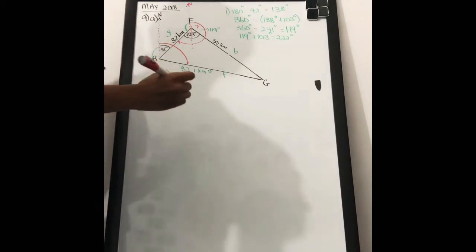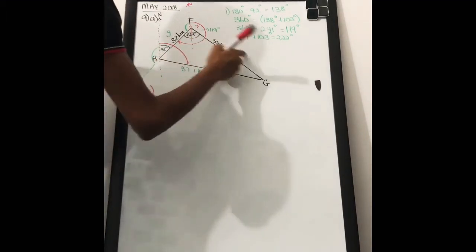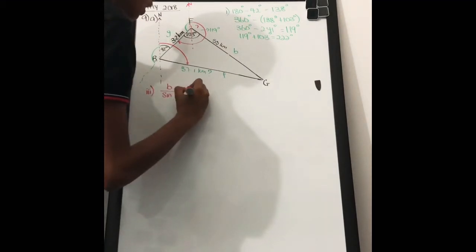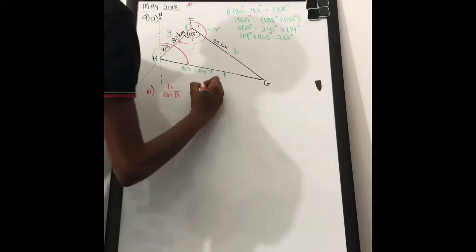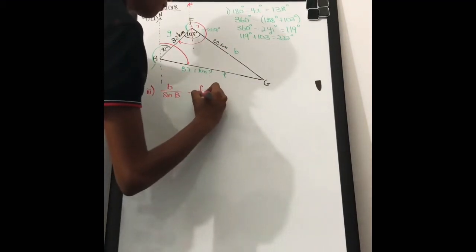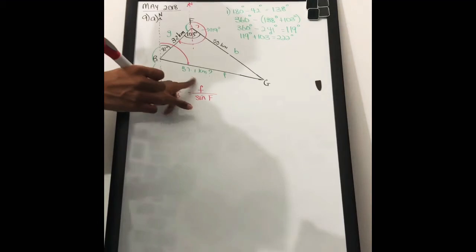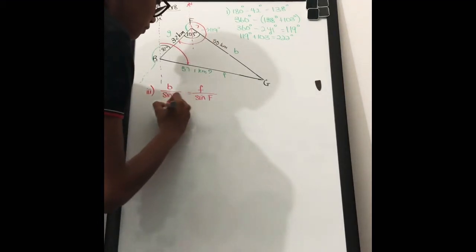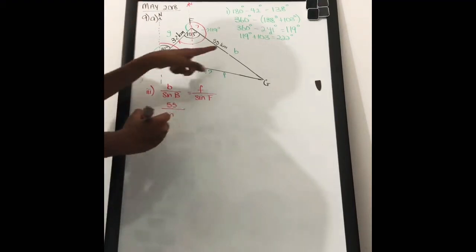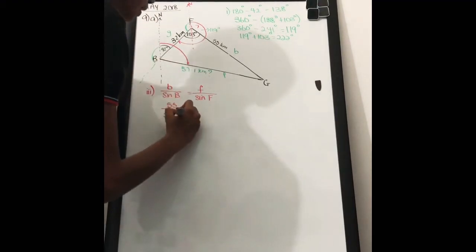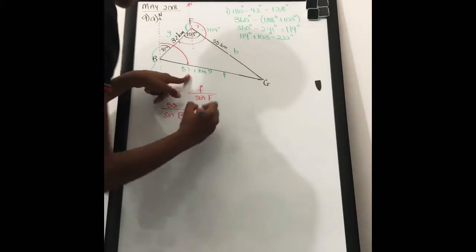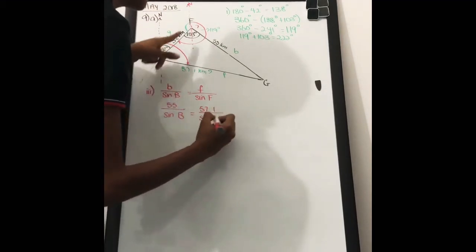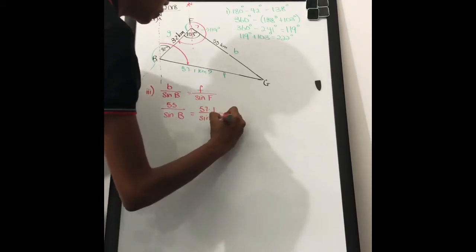So if we're using the sine rule, it would be B over sine B equal to F over sine F. Right? Remember, the side will go on top, the angle will go to the bottom, right? So the length of B is 55, sine capital B is what we don't know, right? That's the angle. Equal to F is 57.1 and the angle at F would be 103.